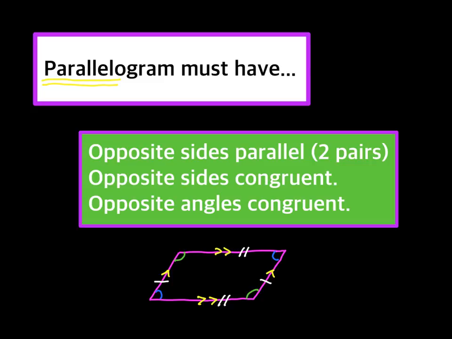So to summarize, a parallelogram is made up of parallel sides where opposite sides are parallel, and there are two pairs. So the left and the right are parallel, and the top and the bottom are parallel. The opposite sides are congruent, and the opposite angles are congruent.